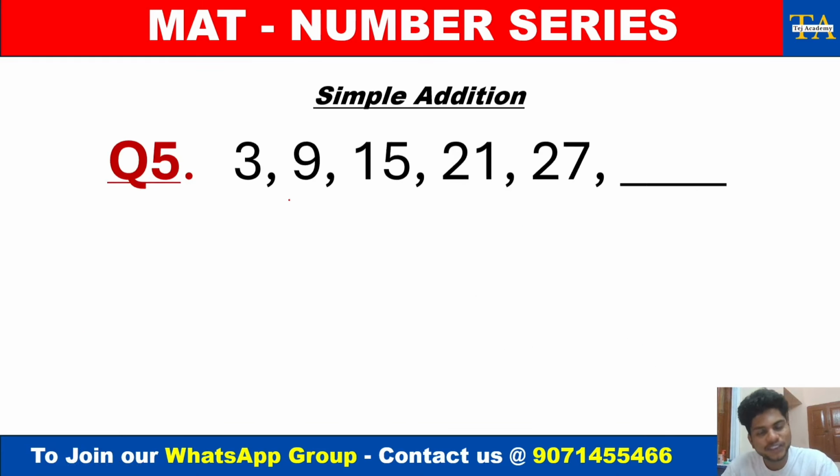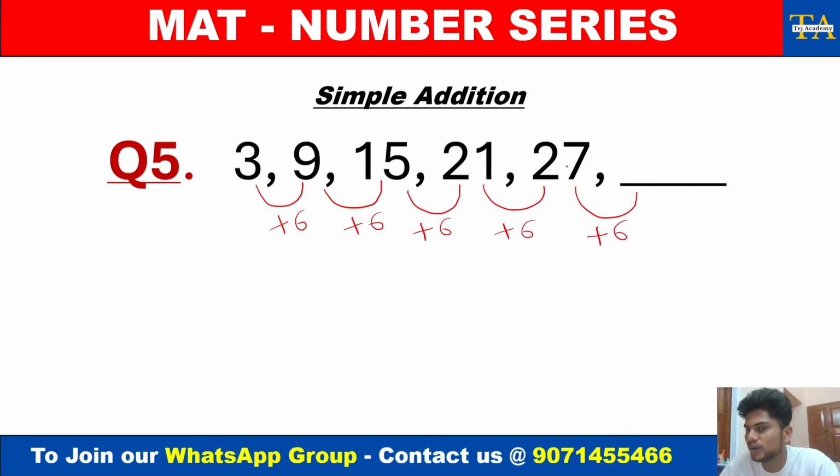So now let us see the fifth question. So it is 3, 9, 15, 21 and 27. So if you add plus 6 to 3 we will get 9, and plus 6 to 9 you will get 15, and plus 6 to 15 you will get 21, and 21 plus 6 is equal to 27. So now to find the next number we have to add plus 6 to 27. So 27 plus 6 is equal to 33.